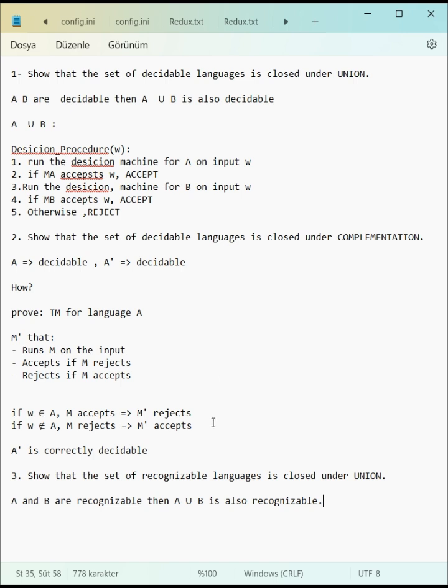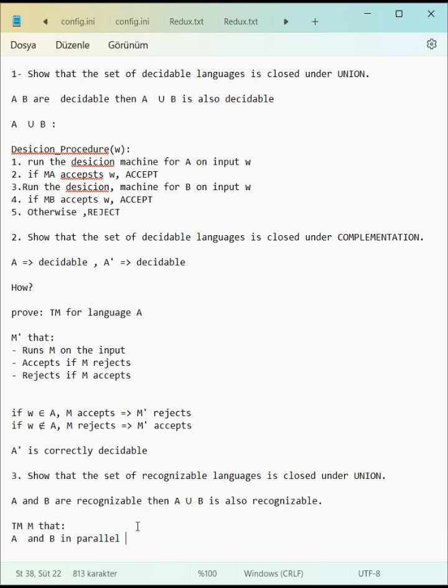Create a Turing machine that runs recognizers for A and B in parallel, and accepts if either recognizer accepts; otherwise it continues running.